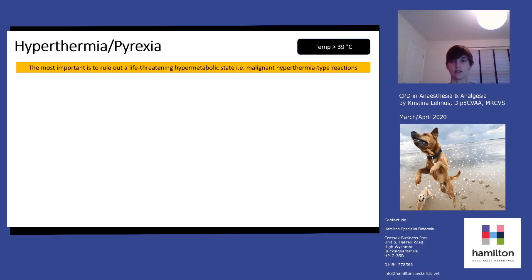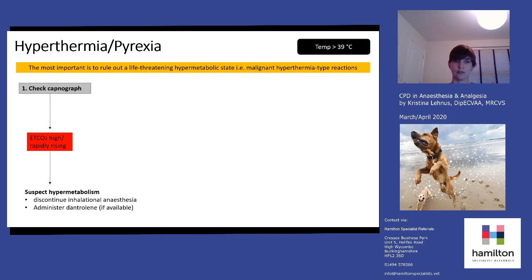And the most important thing is to rule out life-threatening hypermetabolic states like malignant hyperthermia, even though they're rare. So you check the capnograph. If the end-tidal CO2 is high or rapidly rising breath on breath, then you've got to assume this might be hypermetabolism, and then you discontinue inhalational anesthesia and ideally just recover the animal. If you have dantrolene, which I doubt you will have, because generally it's only human hospitals that will have it, because people also get malignant hyperthermia, then you can give that. But otherwise, you're going to reduce the amount of warming.